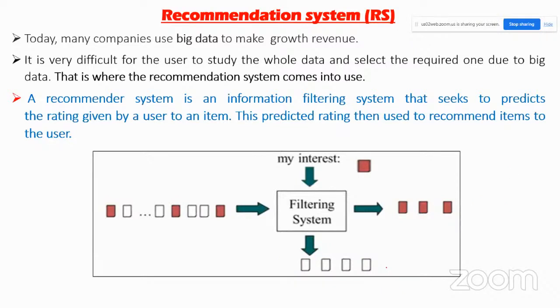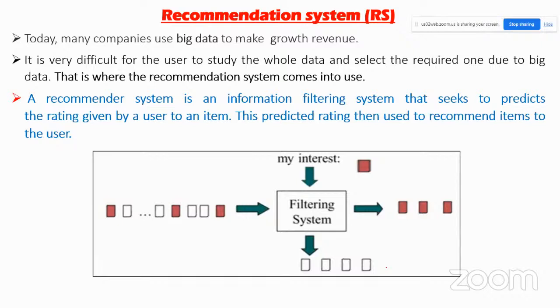Because now we are in the big data era, and we have huge data. Obviously, it is very difficult for a user to study the whole data and select what is required. That's why the recommendation system comes into the picture. If you have a recommendation system, it will take within seconds and you will get a recommendation. Based on that, you can watch the movies or you can buy the product.